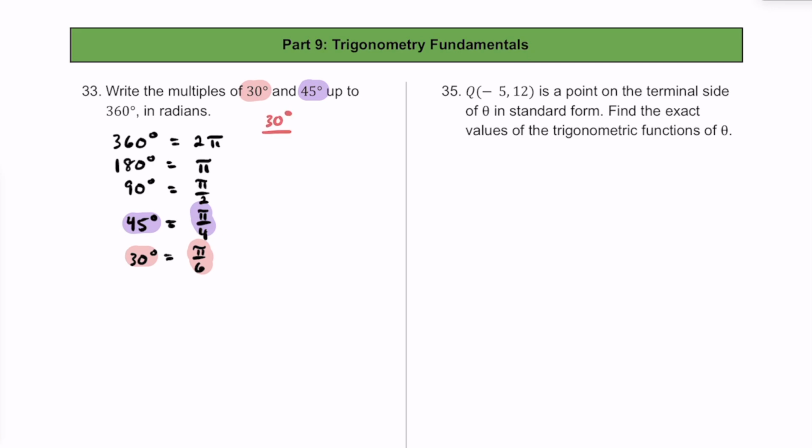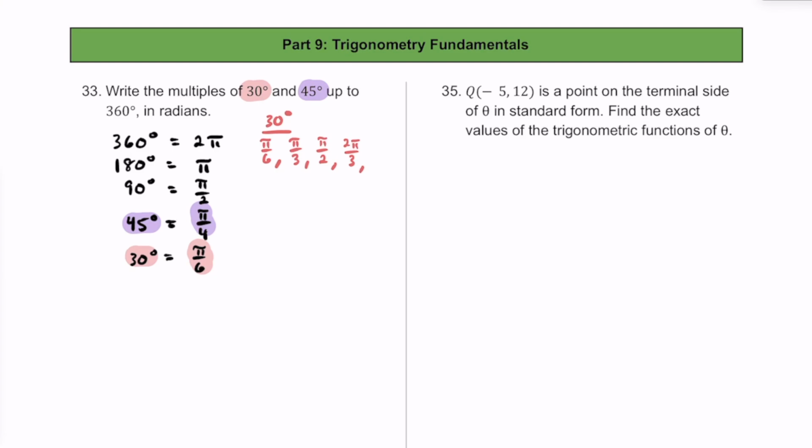So for multiples of 30 degrees, the first one is going to be 30 degrees or pi over 6 in radians. After that, we're going to add on another 30 degrees or another pi over 6. That's going to be 2 pi over 6, which is the same thing as pi over 3 if we simplify it. Then we're going to have 3 pi over 6, but that simplifies down to pi over 2. Okay, that's the same thing as 90 degrees, which is a multiple of 30 degrees. Then after 3 pi over 6, we have 4 pi over 6, but that simplifies down to 2 pi over 3. That's 120 degrees, right?